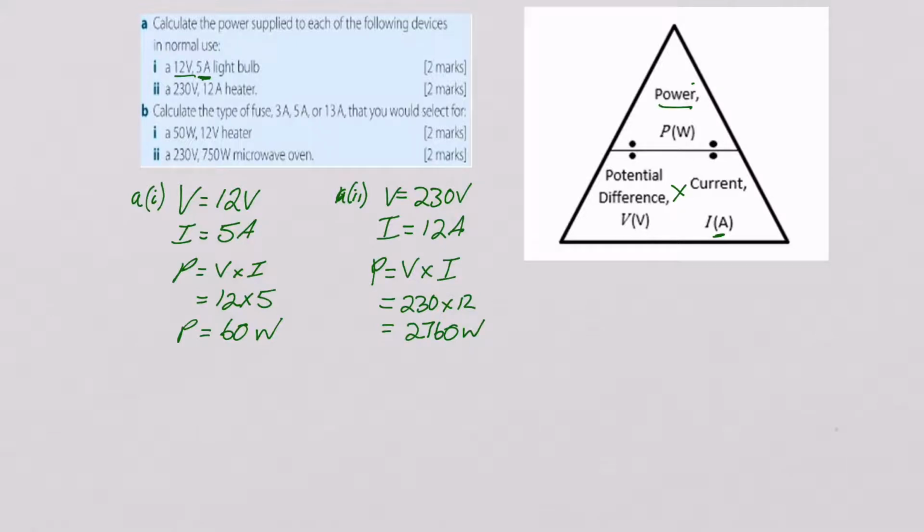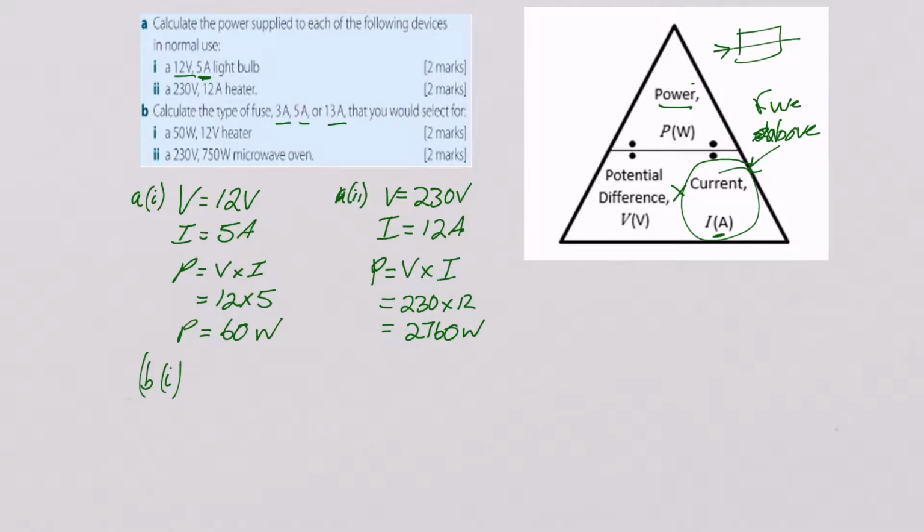Okay, so let's look at question B. What B is asking me to do is find out what type of fuse to use. It's giving me 3 fuses to use, 3A, 5A and 13A. Well, that means it's asking me to calculate the current. So what I need to do is calculate the current for each device, and then choose the fuse above, because the fuse above is the fuse that won't blow. What the fuse actually does is it sits in the circuit, and if too much current comes in, the fuse melts and turns the circuit off. What this does is protect the device that is being plugged in.